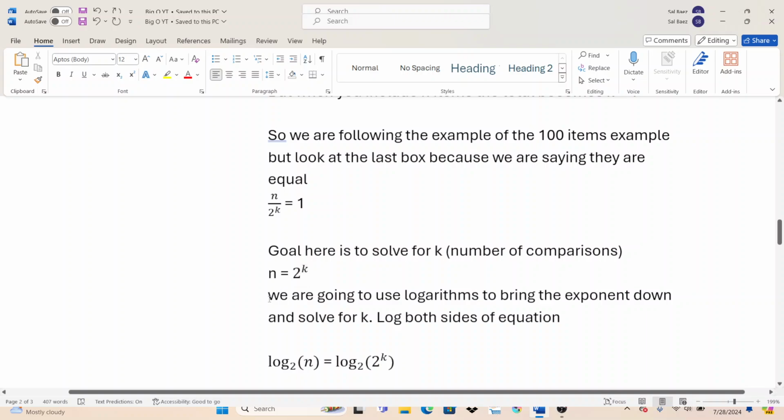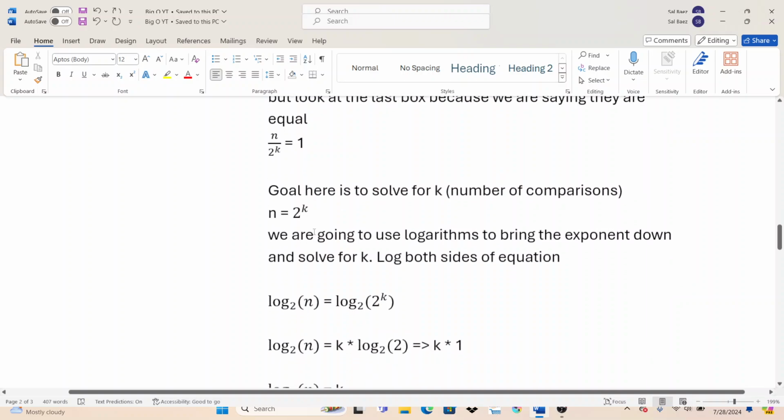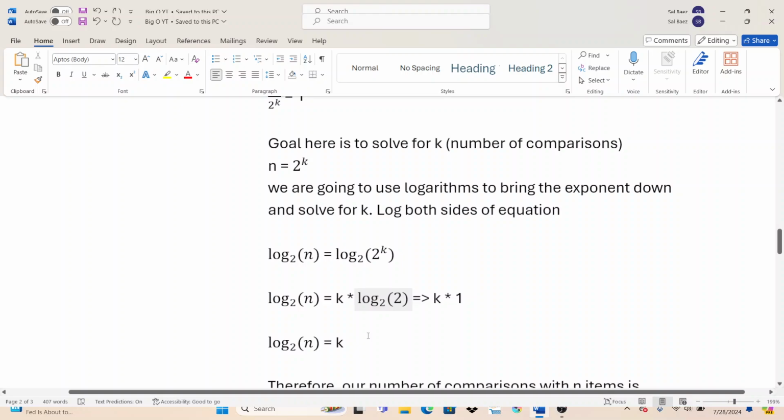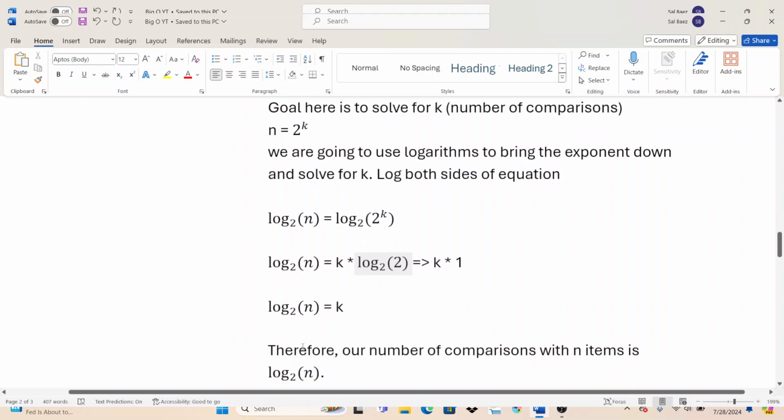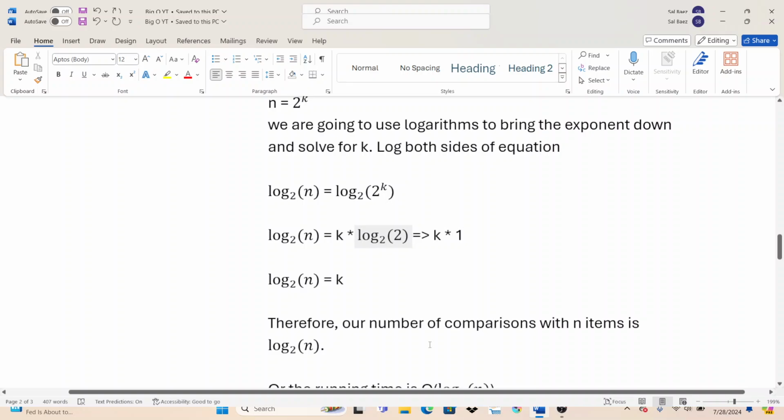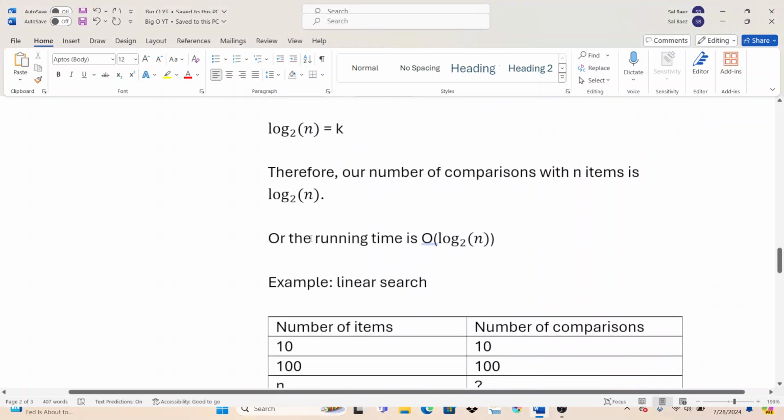And here, we take log on both sides. The k comes down because of log properties. So it's k times log base 2 of 2. That becomes 1 when the base and the number are the same. So you just figure out k is log base 2 of n. So therefore, if I have a number of comparisons for n items, it's log n. And so the runtime for binary search is O of log n.